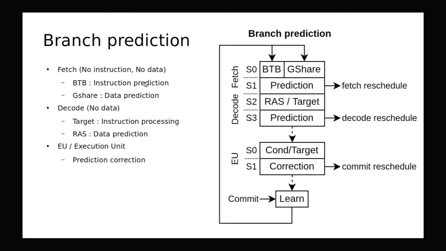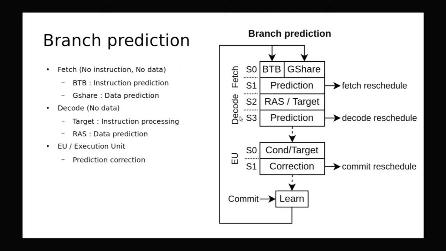So, okay, first part of the prediction. And the second part of the prediction is done by GShare, which is saying, okay, that branch in that word is very likely or not to branch, for instance. So it's a data prediction. So that's the first layer, which has a really fast response time.